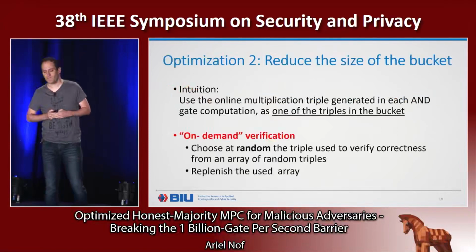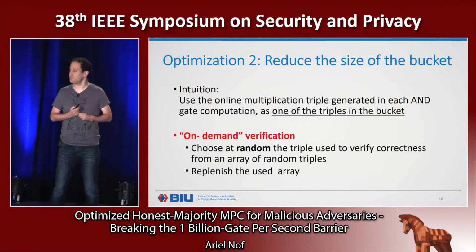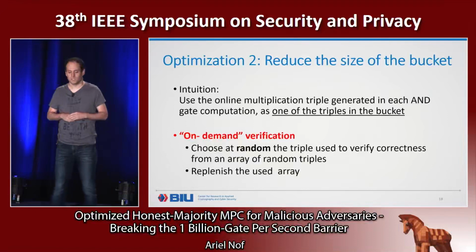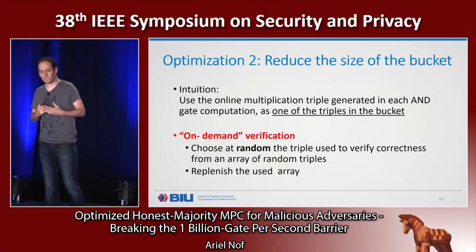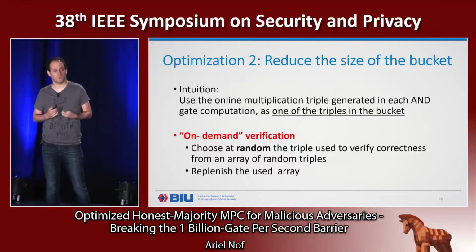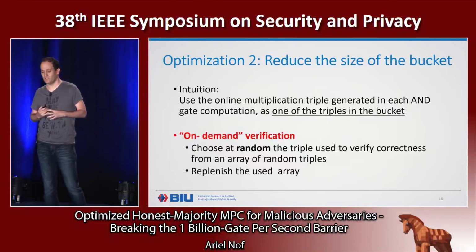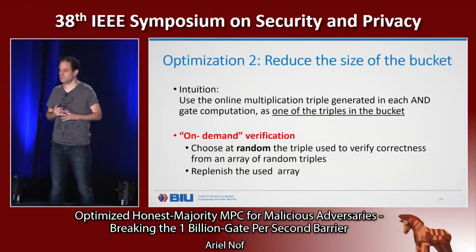Our second optimization, which I won't go into the details of, is reducing the size of the bucket and therefore reducing the communication of the protocol. The intuition here is that each time we compute an AND gate, we actually also generate a multiplication triple. So we can treat it as if it was one of the triples in the bucket. Of course, it is not a random multiplication triple, so it is not that straightforward.